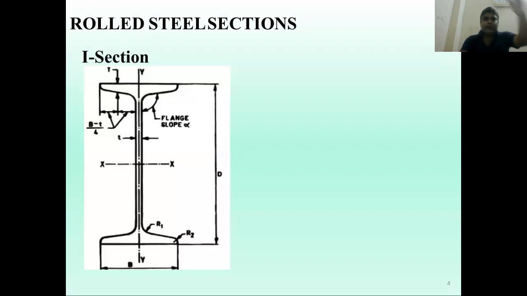Now, rolled steel sections, of which various types will be provided. Here, the long portion is known as the web, and the top and bottom are known as flanges. The given section has x-axis and y-axis and is symmetrical. Here R1 and R2 are the radii at the heel and toe, and alpha is the angle of slope.